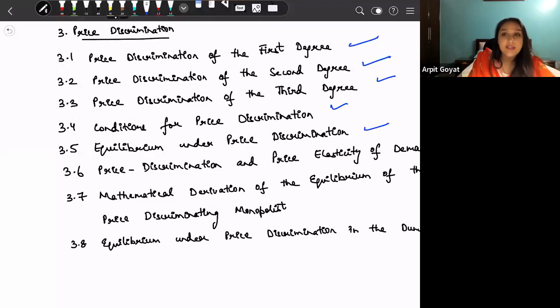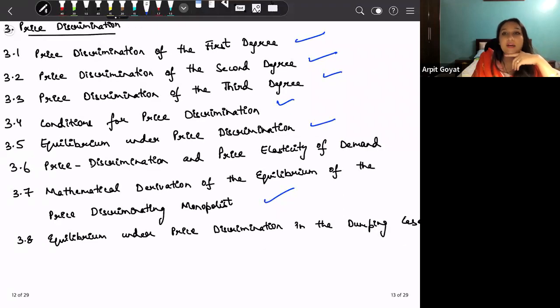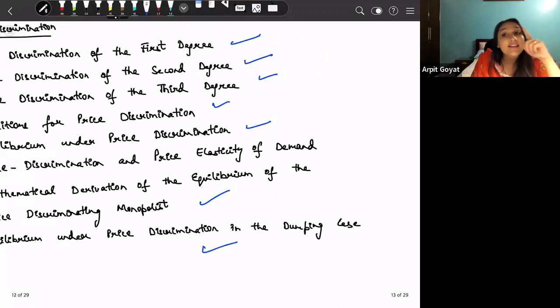What is the equilibrium under price discrimination? Mathematical derivation of the equilibrium of the price discriminating monopolist. What is the equilibrium under price discrimination in the dumping case?